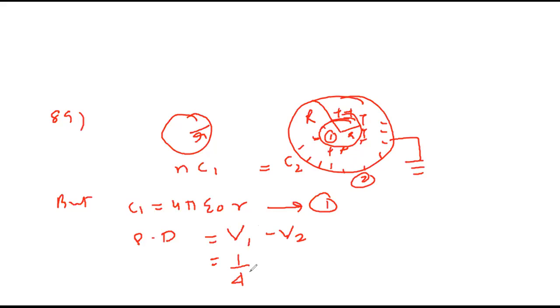1 upon 4 pi epsilon naught, charge I take q, upon radius r. I hope you follow. Yes, sir. The radius of the inner one is smaller. For the outer one, 1 upon 4 pi epsilon naught q upon capital R.